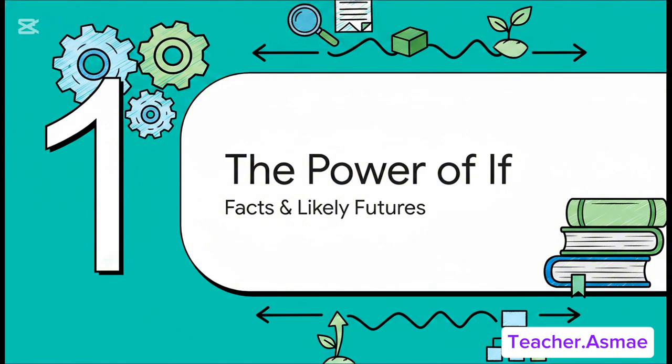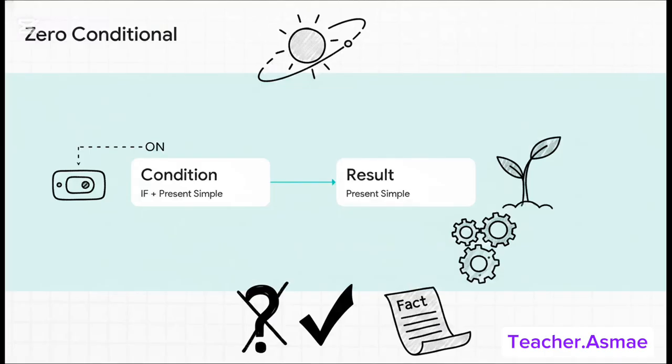Let's start at the most grounded, rock-solid end of our reality scale. Okay, let's look at the very first mathematical formula on our cheat sheet, the zero conditional. The math here is incredibly straightforward. Step 1, the condition, is simply if plus the present simple tense. Step 2, the result, is also just the present simple. So present simple plus present simple. You use this formula for one very specific reason, and that's to express facts and general truths that are always true. There is zero doubt here.